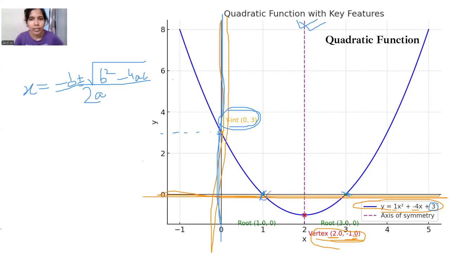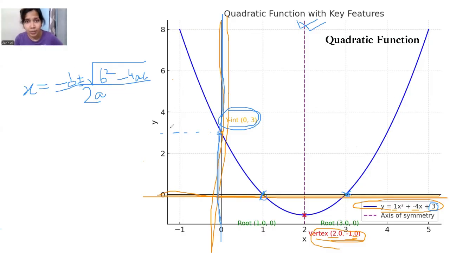So we are getting this point and this point, but before this plot is being generated, we are actually calculating these values, and then we are going to get this kind of a plot. Okay, now coming into the axis of symmetry.